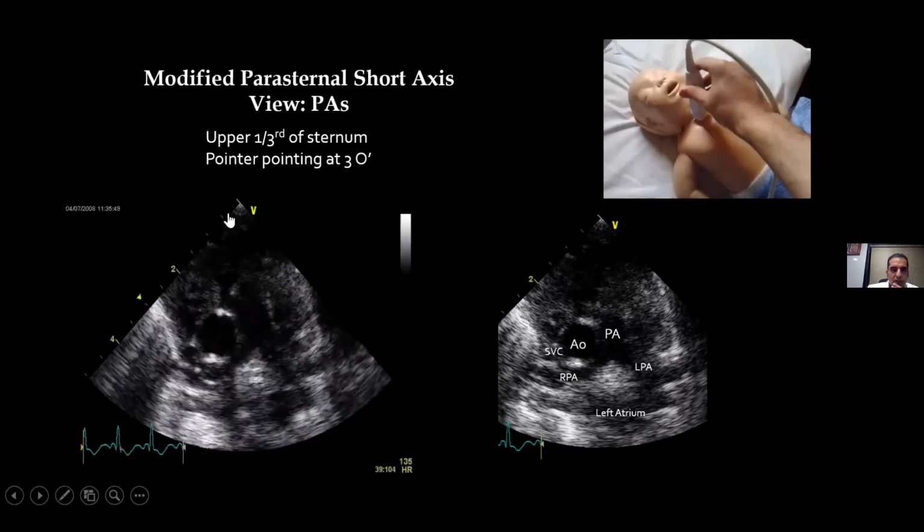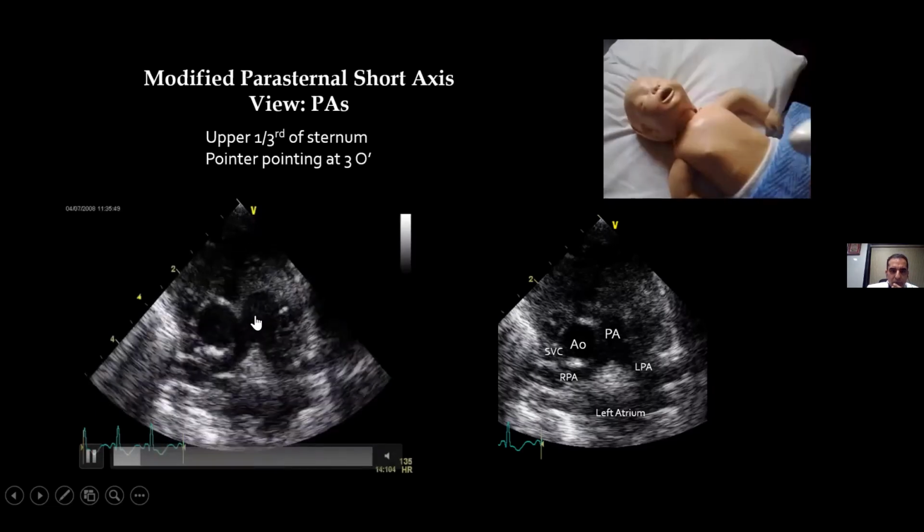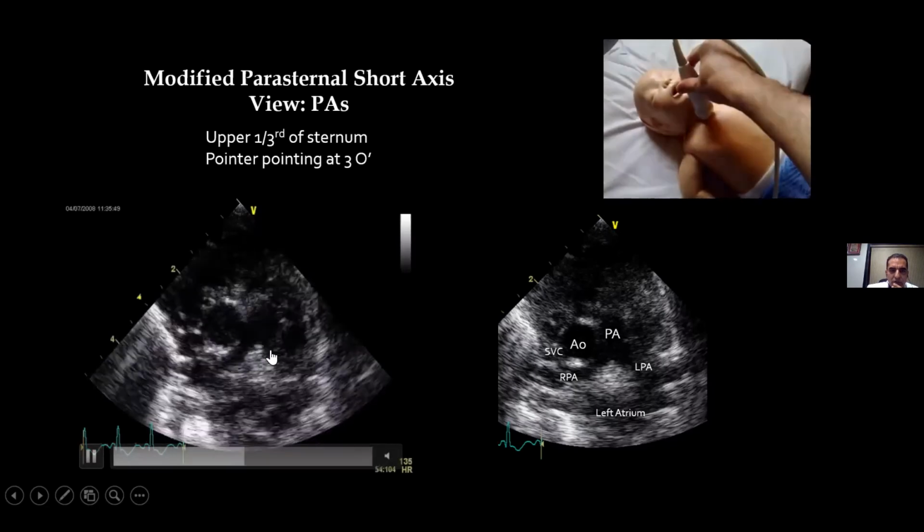Your probe orientation marker is still up. You see this vessel like this. This is your MPA, the main pulmonary artery. This is your right pulmonary artery. This is your left pulmonary artery.